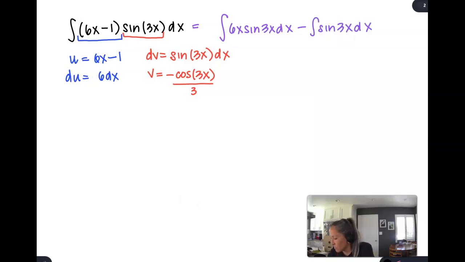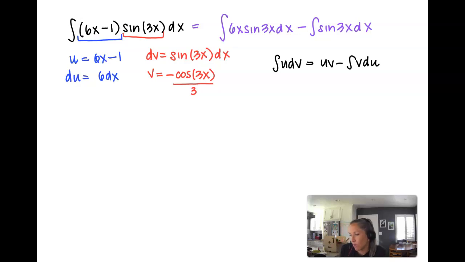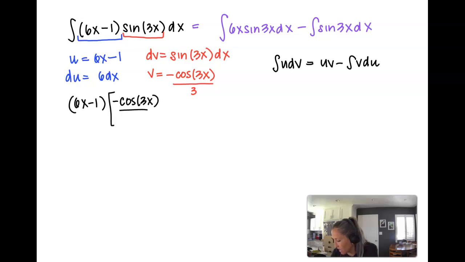I'll write down my integration by parts formula. The integral of u dv is equal to uv minus the integral of v du. And so we can just go ahead and grab all those pieces from that setup we've just done. We have our 6x minus 1. We've got to multiply all of that with my negative cosine of 3x divided by 3. For the most part, we did really good here. There weren't too many lacking parentheses.